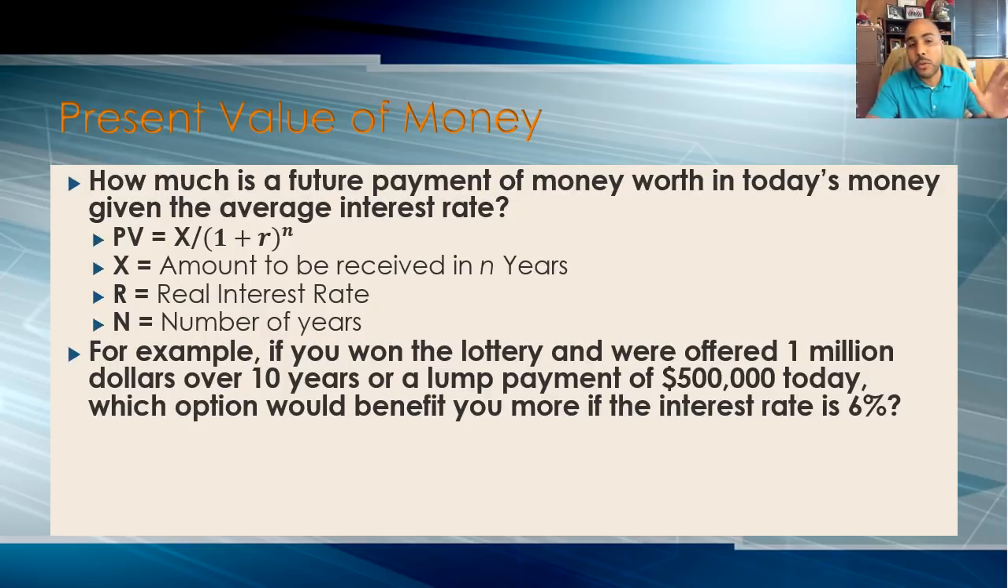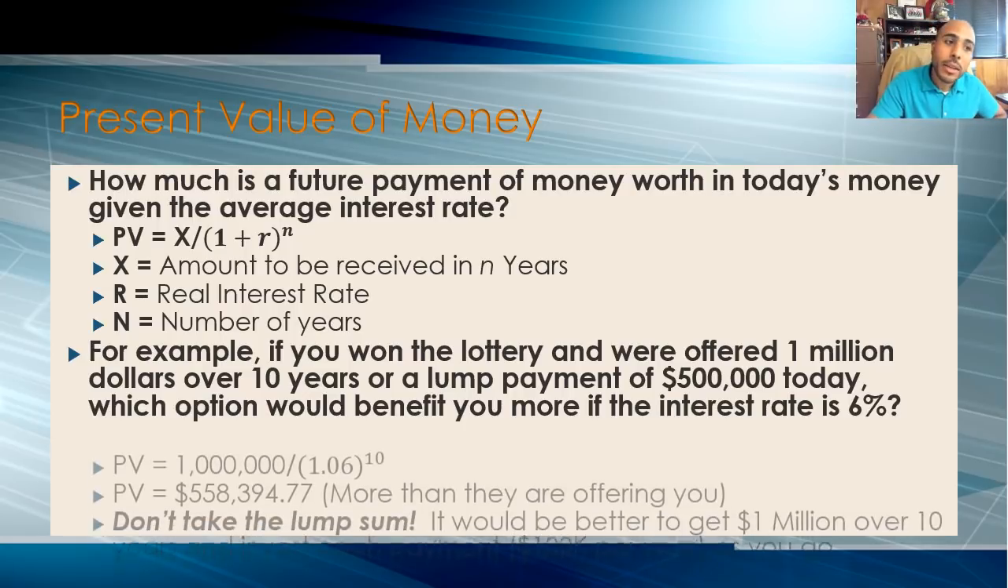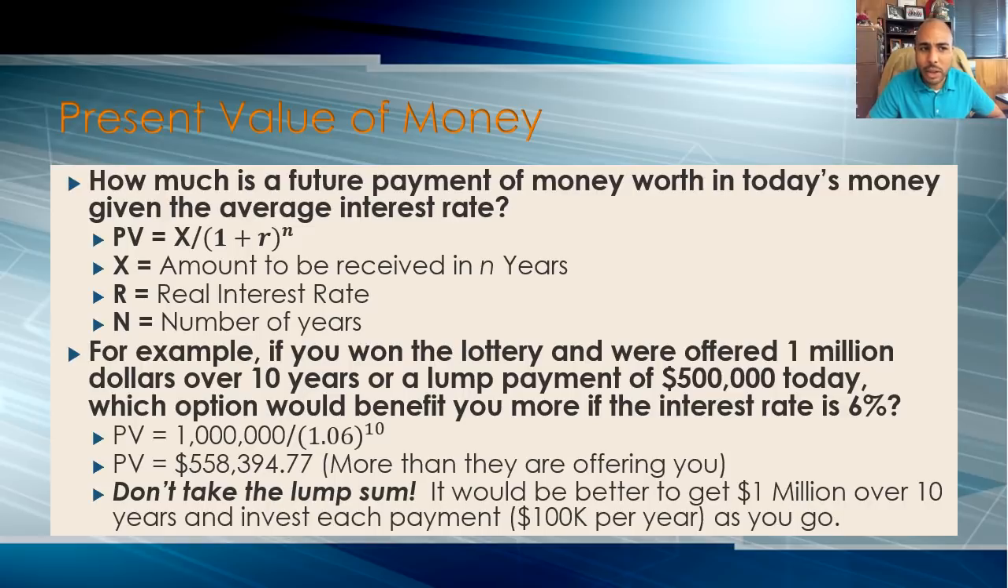So when you do the present value formula, what we need to see is, would the present value of $1 million be more or less than $500,000? If the present value of $1 million is more than $500,000, then we should take the $1 million over 10 years. But if the present value of $1 million is less than $500,000, then we should take the $500,000 right now and just invest it in the bank, and we'll have more than $1 million in 10 years. So let's do the math. So the present value of $1 million is equal to $1 million divided by 1.06, because remember that's 1 plus the interest rate, to the power of 10.